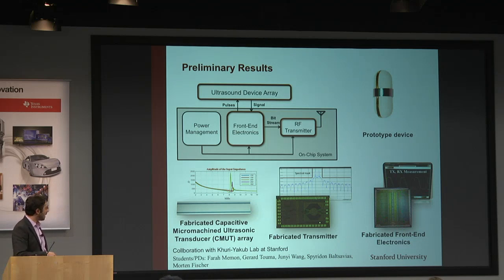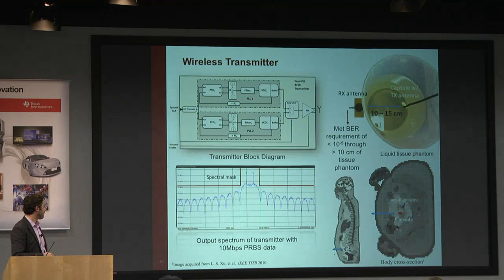To tell you a little bit about the transmitter side: the problem is you have to go through a lot of tissue. The pill can go through as much as 15 to 20 centimeters of tissue, and the signal has to come out. So designing a transmitter for robustness, you have to be careful about the link budget. We're using about 400 megahertz.